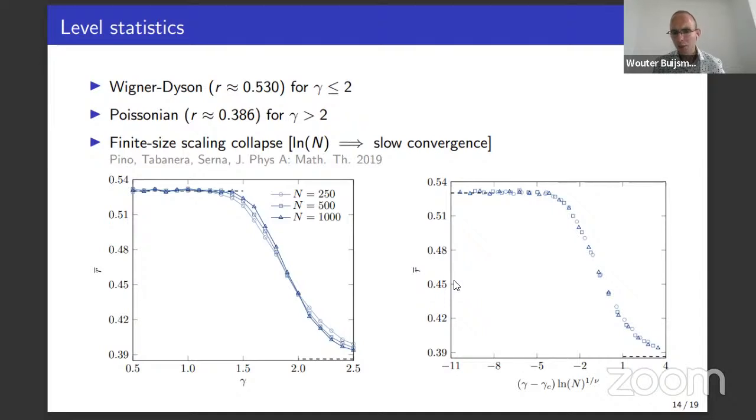To make this claim a bit stronger, we also did a finite size scaling collapse. This was investigated by Pino and some co-authors in 2019. We have a first order phase transition, so nu equal 1 at the critical disorder strength, gamma equal 2. And what these authors found, more or less empirically, was that the size of the matrix is given by the logarithm of the matrix dimension. So this also illustrates that the convergence is kind of slow. And you see here, indeed, we observe the same collapse as what they observed. So to conclude, we have some numerical evidence that we indeed observe the same level statistics.